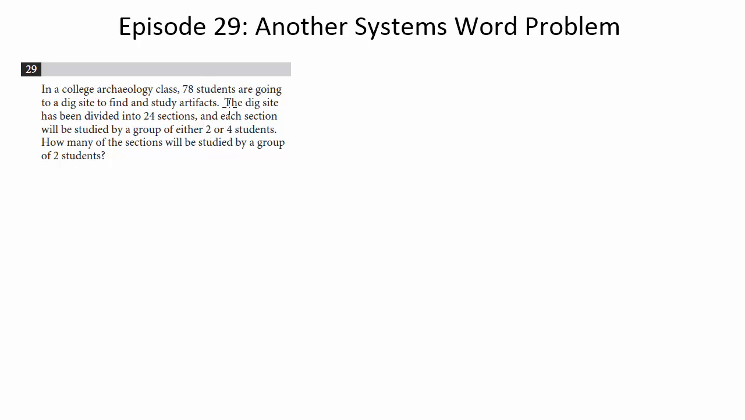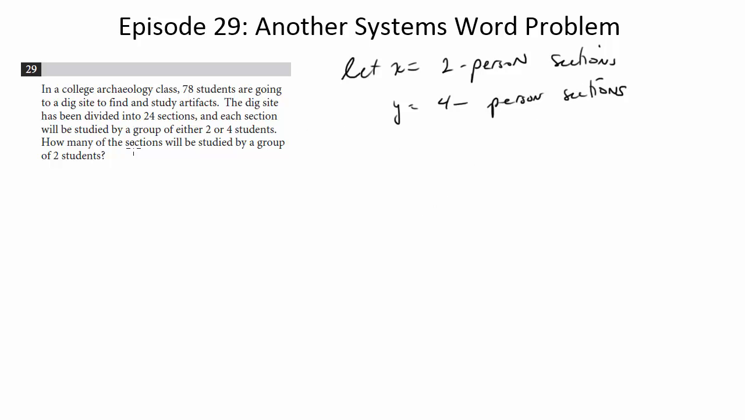So our two things that we have to assign our variables to are the groups of 2 and the groups of 4, or the sections with a group of 2 and the sections with a group of 4. So let's let x equal the 2-person sections, and we'll let y equal the 4-person sections. Now we know that they've been divided into 24 sections total, so that must mean when we add together the number of total sections, it should equal 24.